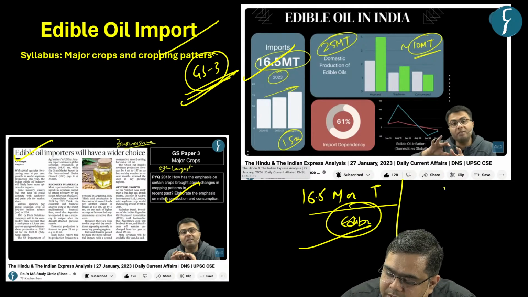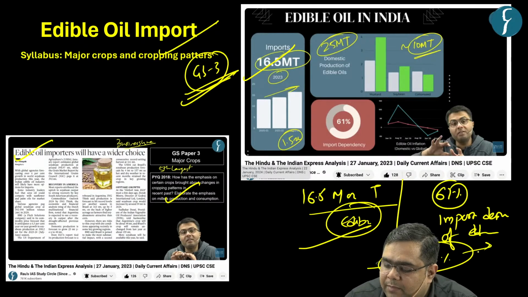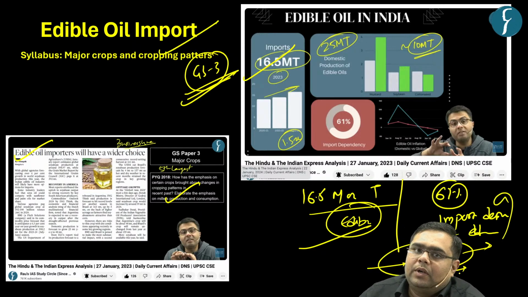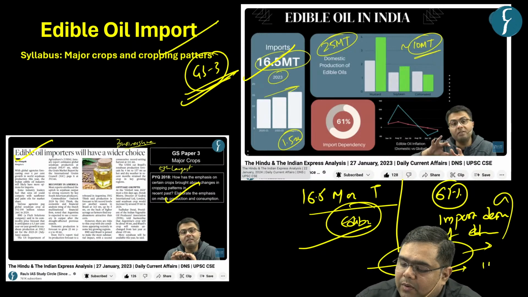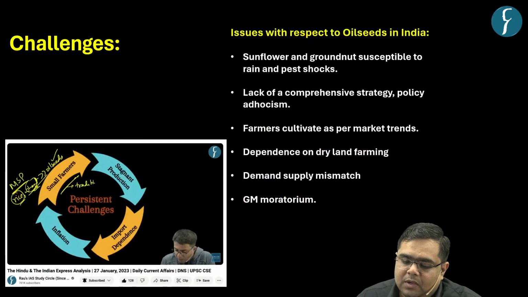India has 61% import dependency for edible oil, and you would be amazed to know that 57% of this is provided by only two countries, first being Indonesia and then Malaysia, right? Only two countries account for 57% of our 61% import dependency on oil.